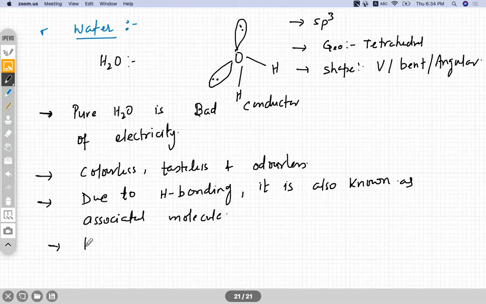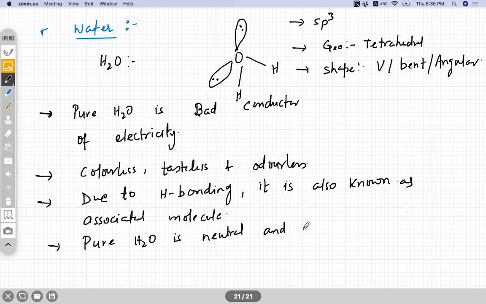Next item, pure water is neutral and acts as a weak electrolyte. What is an electrolyte? Electrolytes are those substances or molecules which dissociate into ions in aqueous solution.